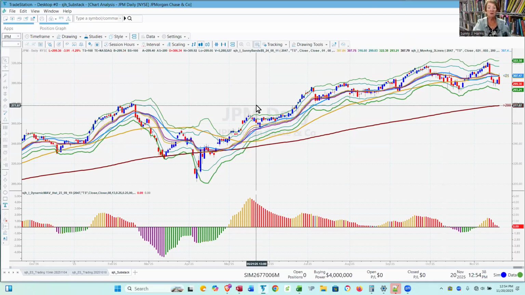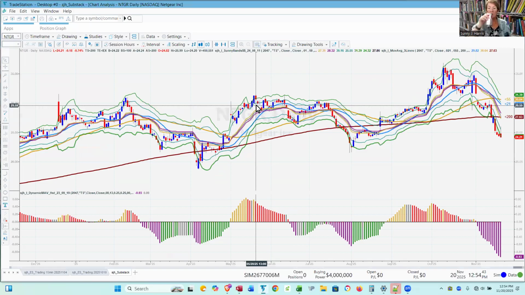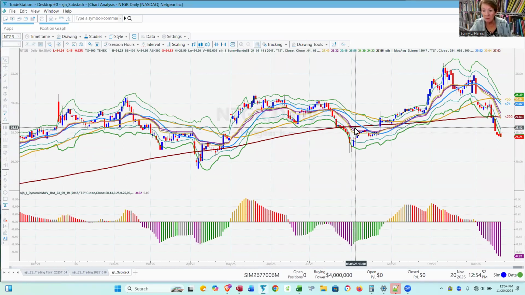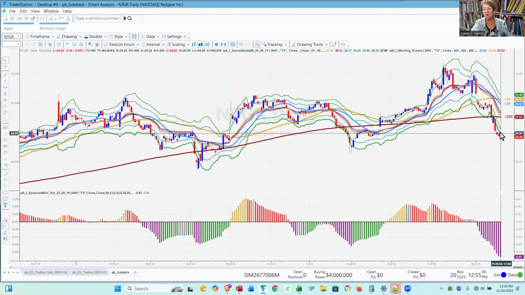There we go, NTGR. Right through here is where the attractor is. And you can see that we dropped below it, which is not good. That usually means we're going to the next level down. But this one could, there's a little bitty gap in there. This one could come back to fill that gap and come up above the lower inner band and then decide its direction up or down.